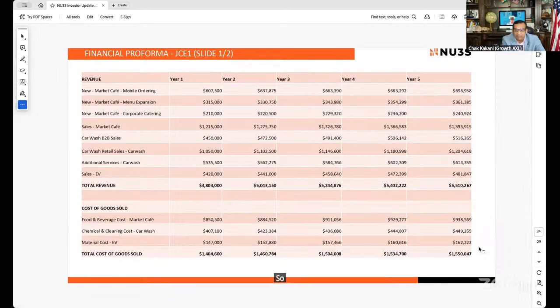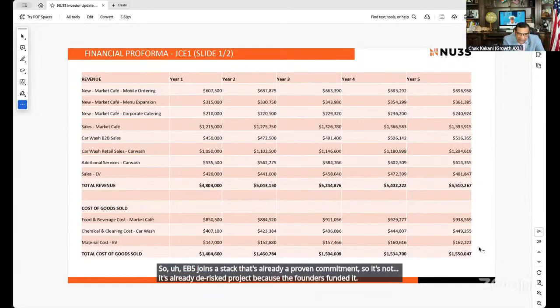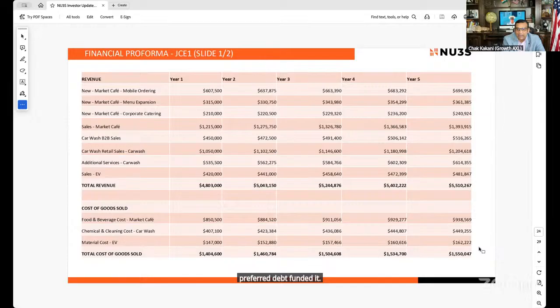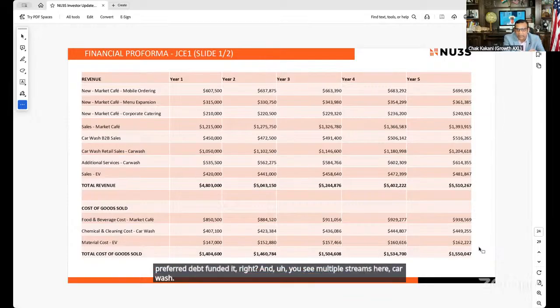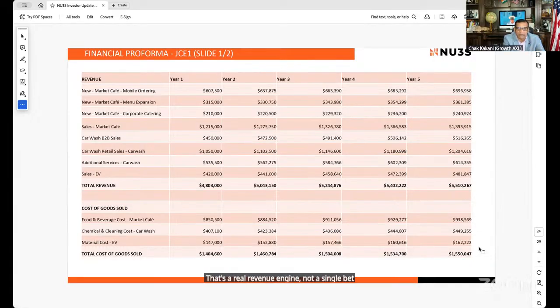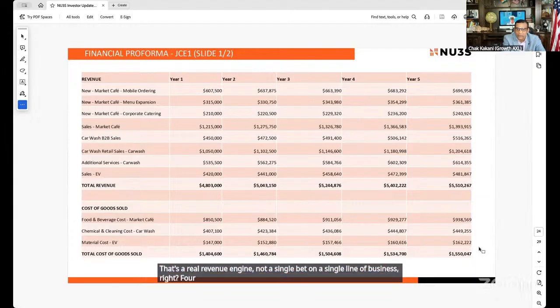So EB-5 joins a stack that's already a proven commitment. It's already a de-risked project because the founders funded it, preferred debt funded it. And you see multiple streams here: car wash, EV, market cafe. That's a real revenue engine, not a single bet on a single line of business. 4 lines of business here.